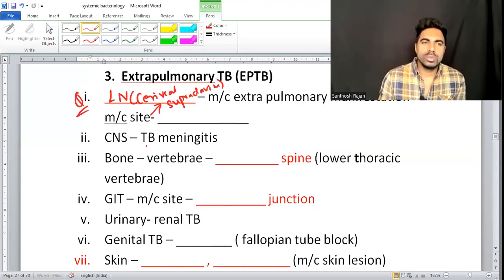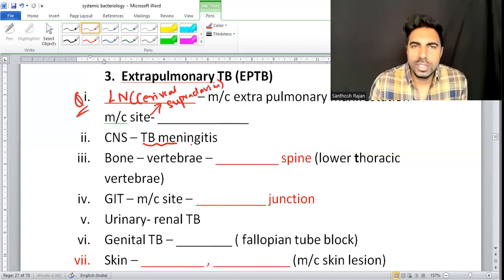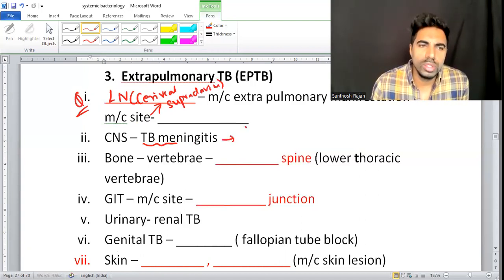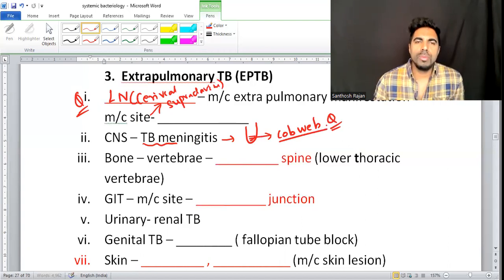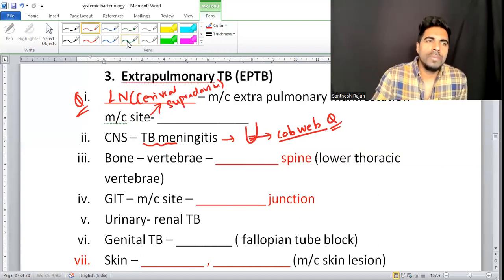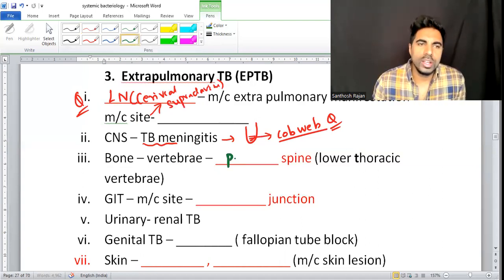In CNS, it causes what? TB meningitis. Yeah, you know that. And in TB meningitis, what do you see? What is that phenomenon? When you take the CSF and check, this is the cobweb phenomenon. Cobweb phenomenon is seen. So more of a patho question, but again, yeah. Cobweb phenomenon is seen in the CSF. That's also a question that can be asked. Bone mein, what is the name? What do you say? Pott's spine. When it is in the vertebra, you call it Pott's spine. Question. And most common is in the lower thoracic. That's also important. Pott's spine is common in the lower thoracic.